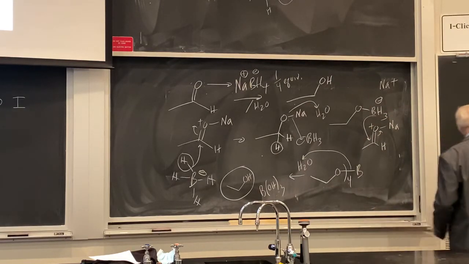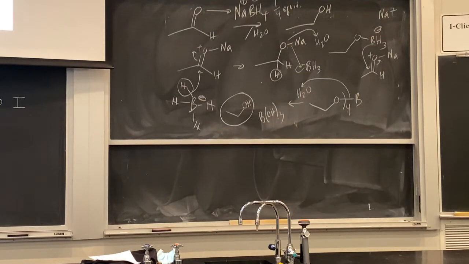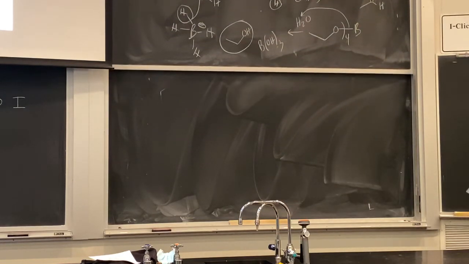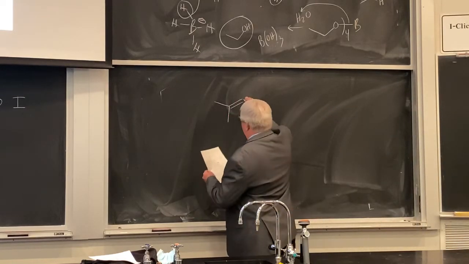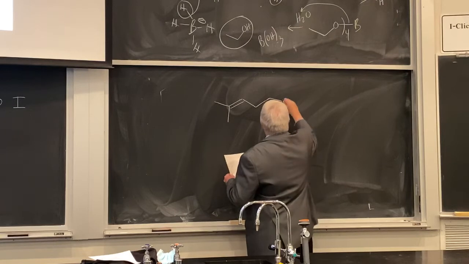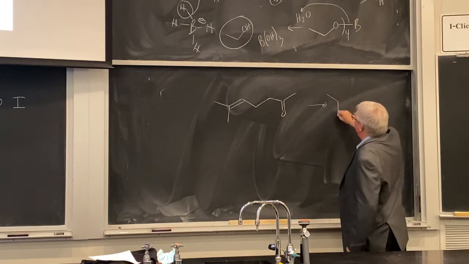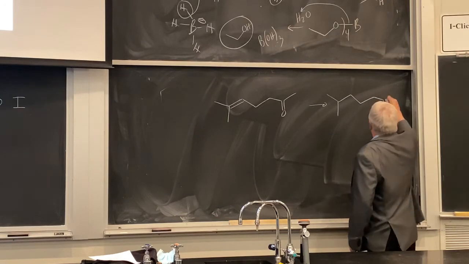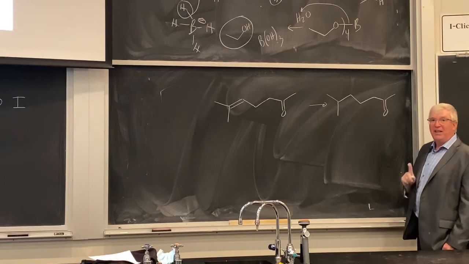Let me show you some important flexibility of these reagents now. So here's a molecule with 2 functional groups, an alkene and a ketone. What if we want to go to this? What if we want to go to the ketone and just reduce the alkene?